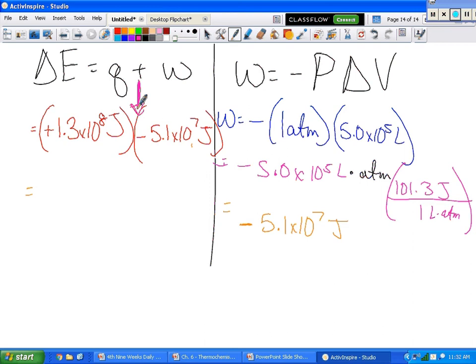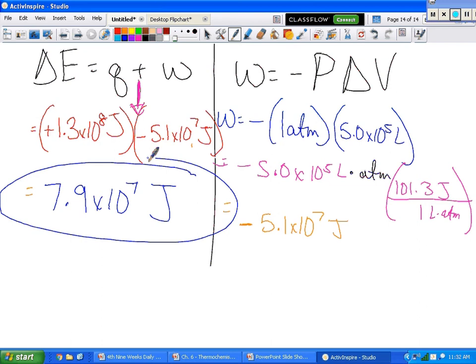So what is the final answer? Garrett, you got it? So that's the final answer, 7.9 times 10 to the 7th. Now, since this is already in scientific notation, is it appropriate to leave it in this? Yes, if you wanted to write it in kilojoules, you can, but it's just going to make it no different.